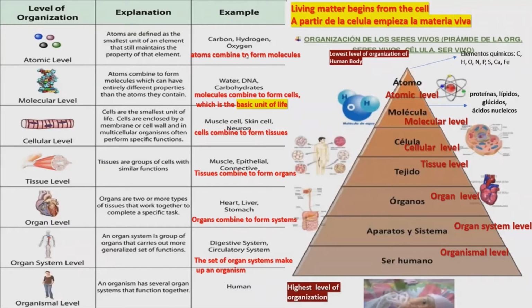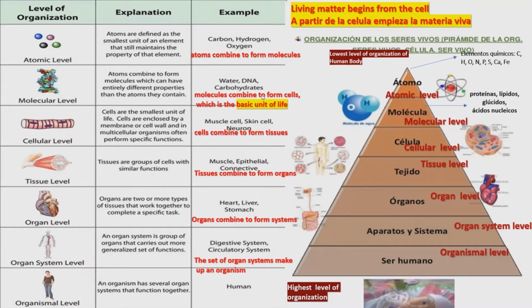Atoms combine to form molecules, and molecules are the second level. Atoms combine to form molecules which can have entirely different properties than the atoms they contain. Examples of molecules are water, DNA, carbohydrates.